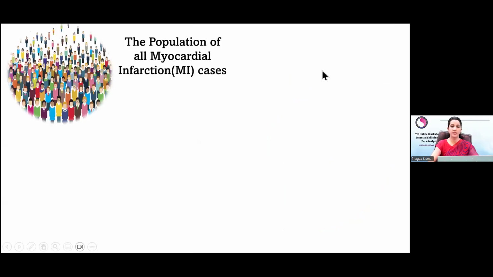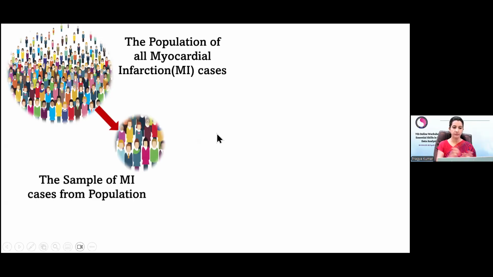Like in this case, I am planning to do something on myocardial infarction. Let's say I want to see the blood pressure in myocardial infarction. People who are suffering from MI, or who had a previous attack of MI, are my whole population of MI cases. And then from those cases, I take a sample.